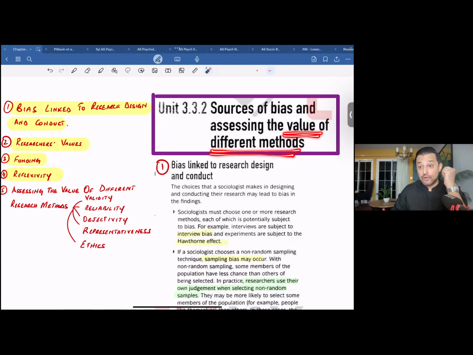which we could figure out the value of a particular research method, or through which we could figure out the credibility of a particular research that is being conducted. And over here, we'd speak about elements such as validity, reliability, objectivity, representativeness, and ethics. Now, without any further ado, let's begin.